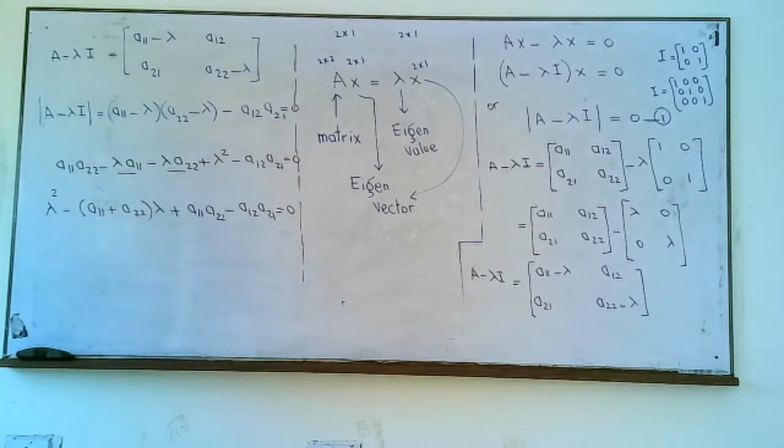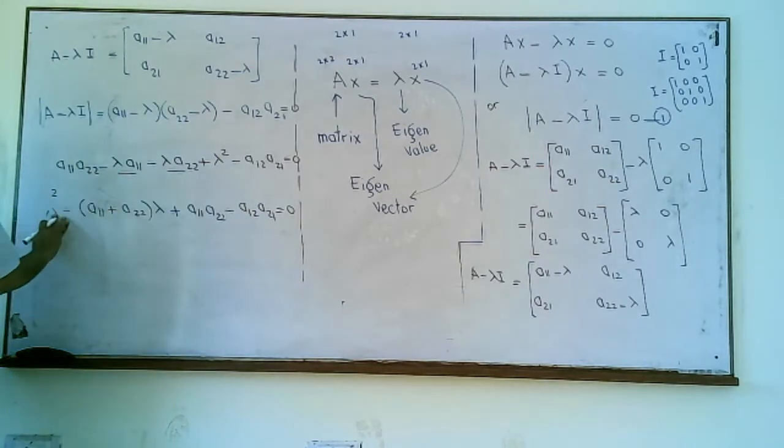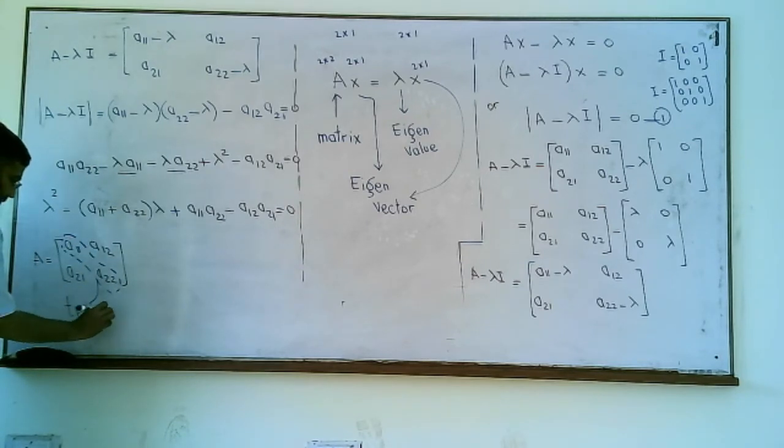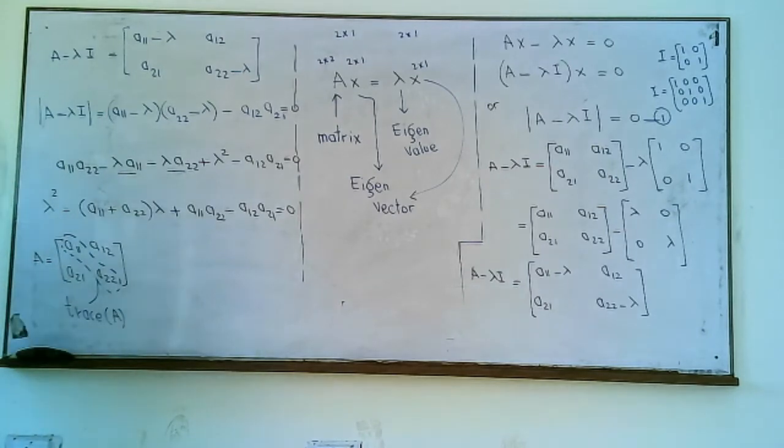Right. Now we have gathered the coefficients of lambda squared and lambda. This is lambda squared. And we know this is a1 1 plus a2 2. Let me write matrix A once again so that we can see what this is. A1 1 plus a2 2 is actually the trace of matrix A. Trace is the sum of the elements along the main diagonal.